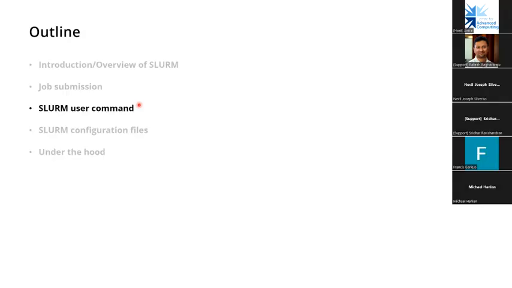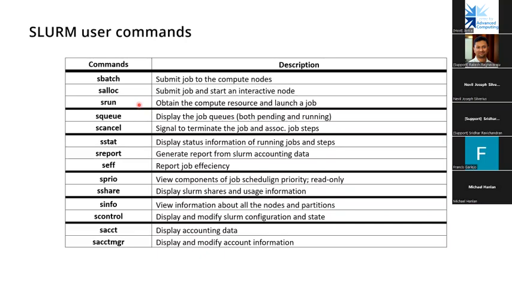I will quickly go over the commonly used ones. Again, this is not an exhaustive list. We have sbatch, salloc, and srun. These are used while running or launching the job. So sbatch, like I mentioned in the previous session, is to submit a job non-interactively, and salloc is for an interactive session.